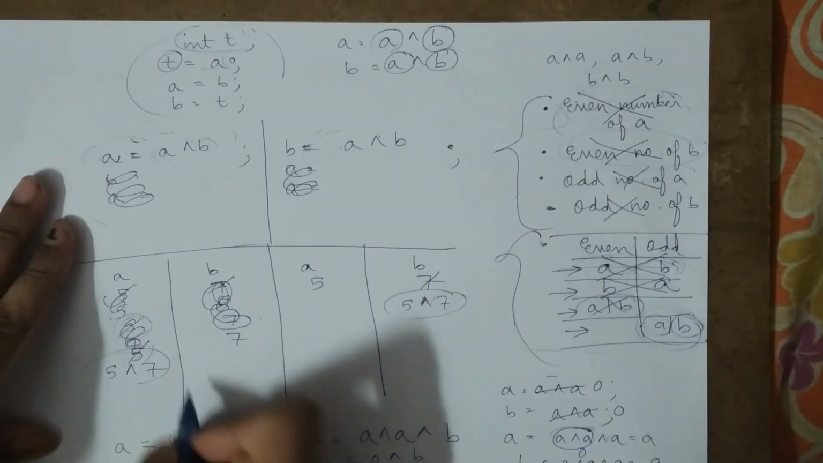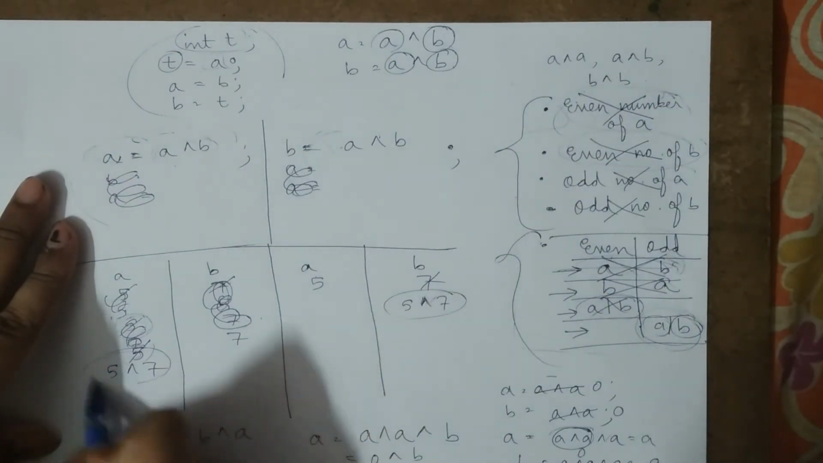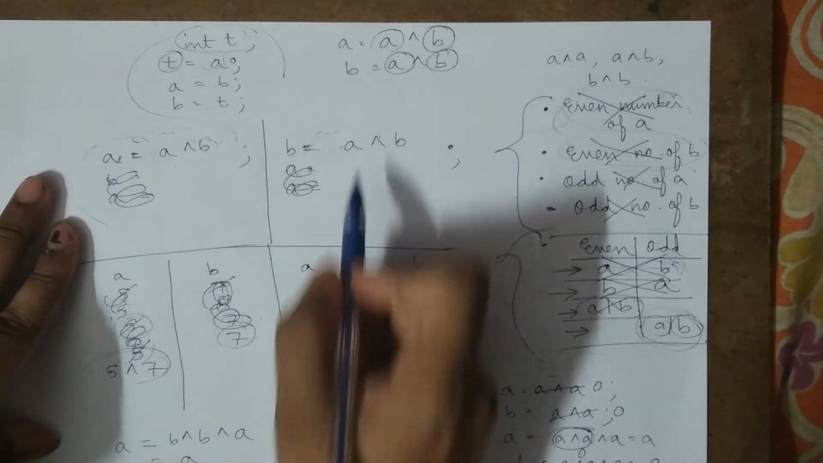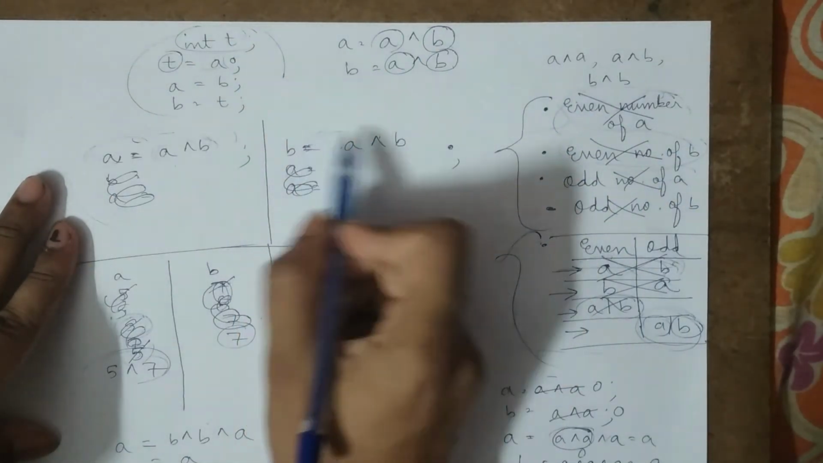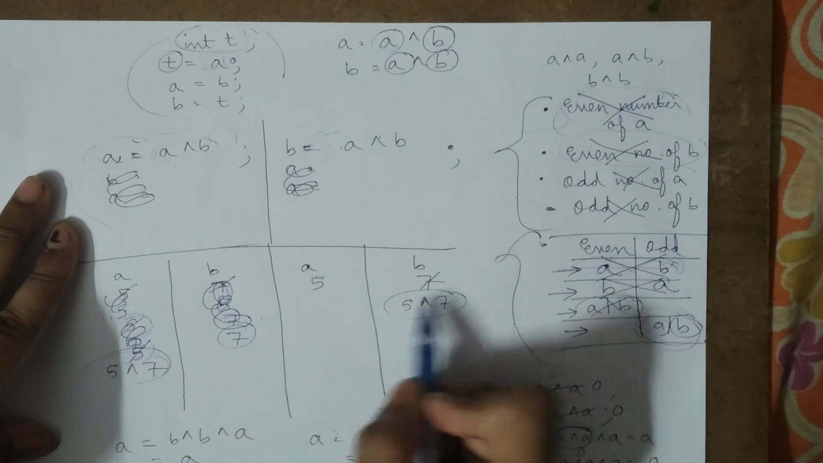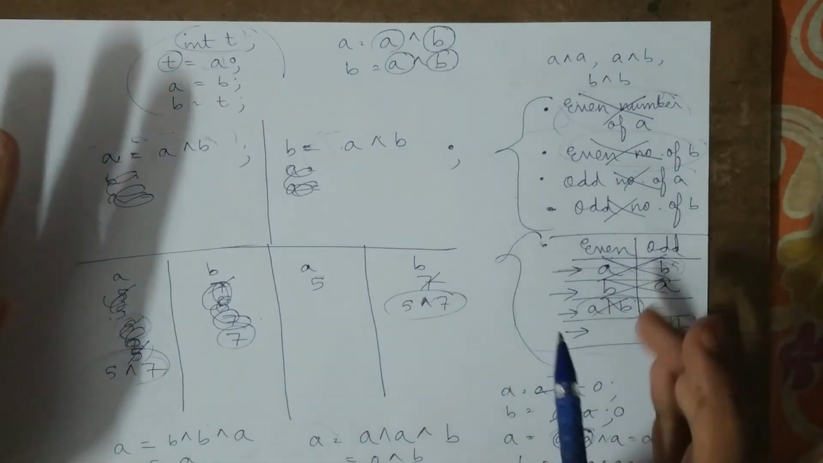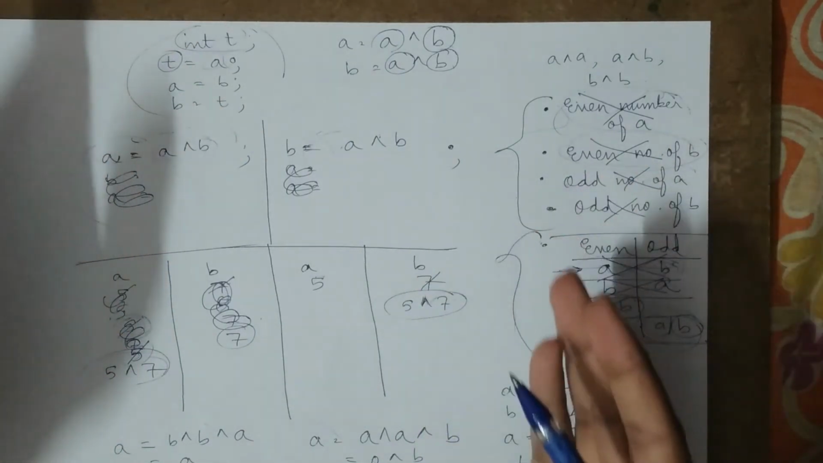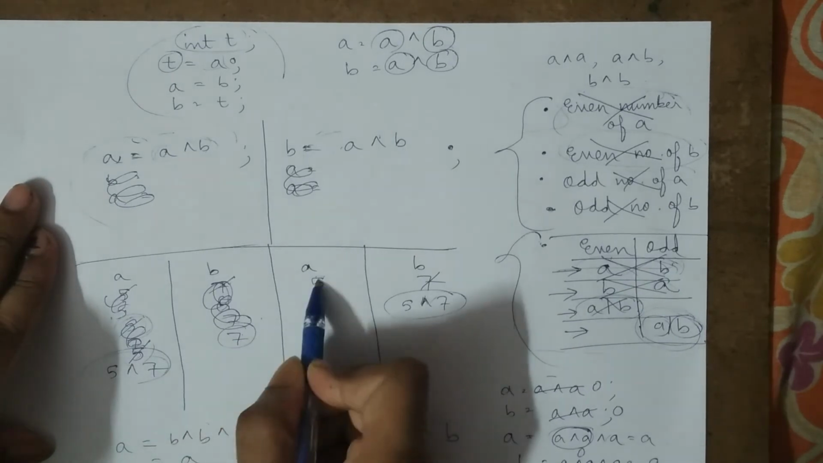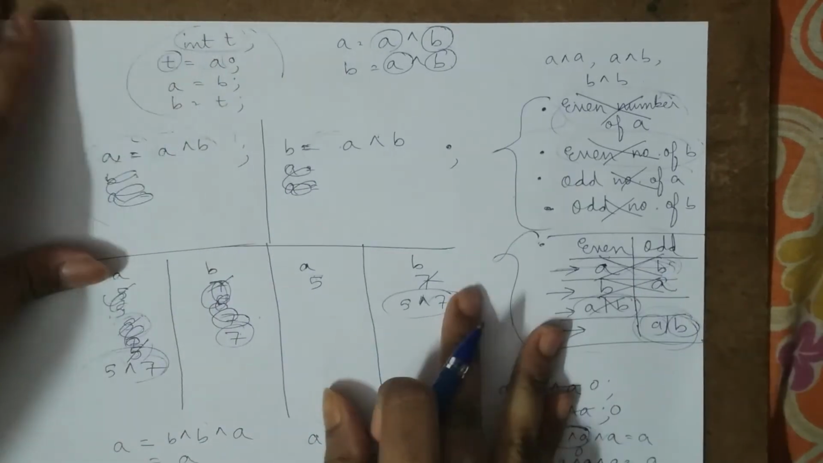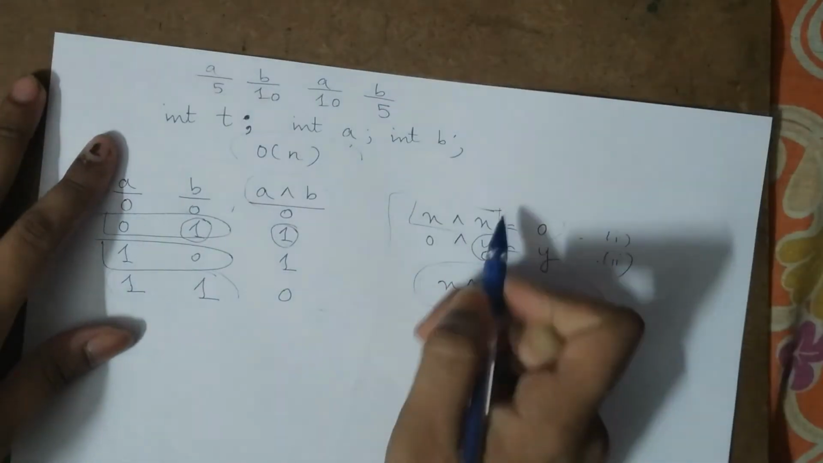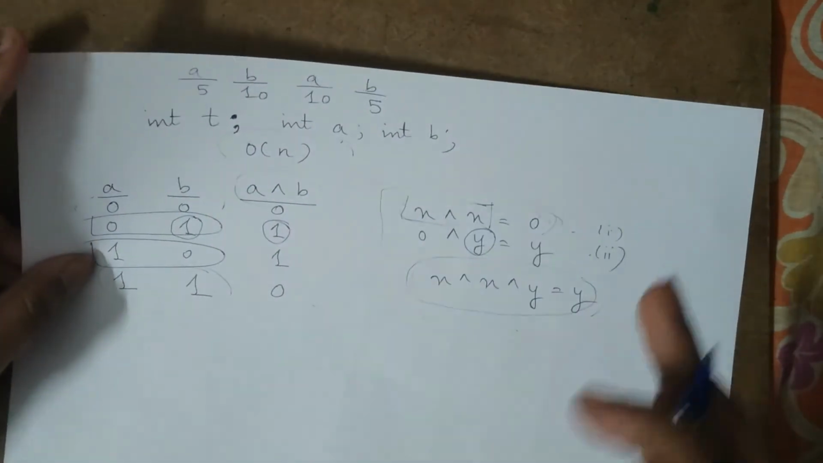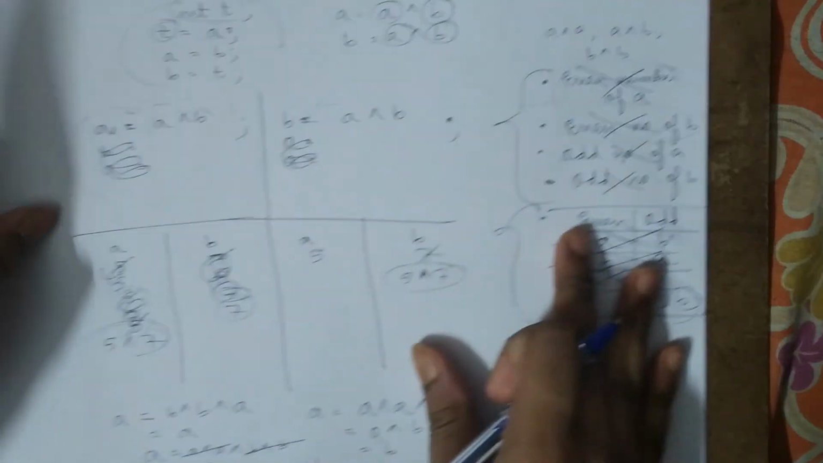Okay, now inside A what do we have? 5 XOR 7, and inside B we have 7, and on the right hand side of the code, we have A as 5 and B as 5 XOR 7. Okay, so now what is the obvious thing that we can see? That 7 is present twice over here and 5 is present twice over here. So whenever a number is present twice, we can use XOR to just nullify that number. So we will somehow want to do that.